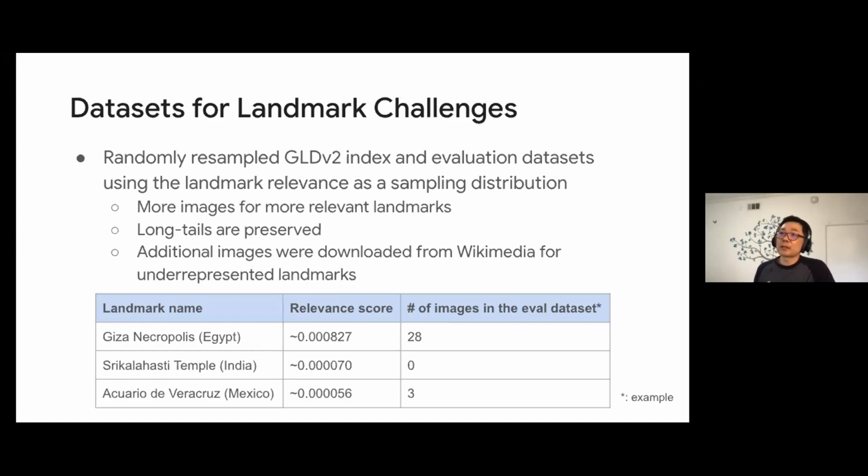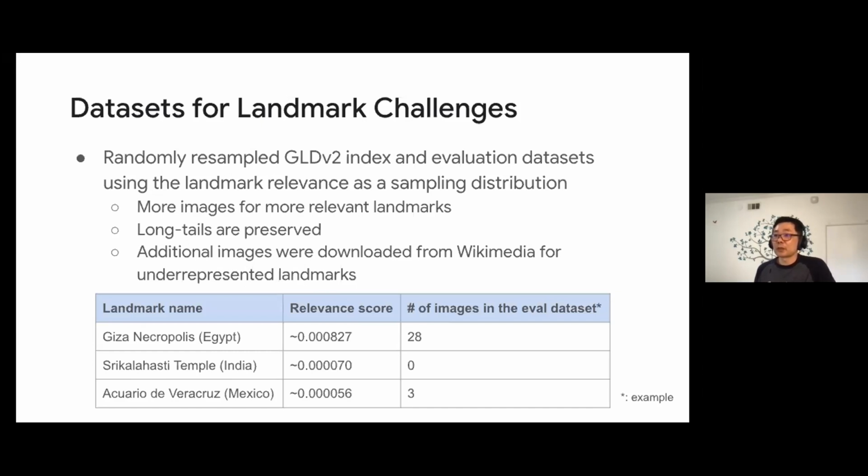So using these relevance scores we computed, we recreated the index and evaluation data sets for GLDV2. The index and evaluation data sets were sampled based on the relevance distribution. As a result, they contain more images for more relevant landmarks while keeping long tail properties. Some of the underrepresented landmarks did not have enough images in the original data set, so we ended up downloading more images from Wikimedia to fill up.